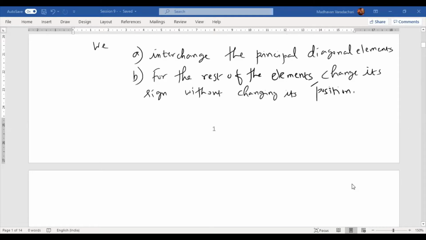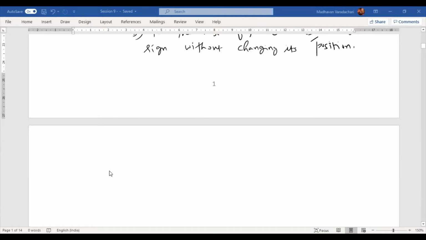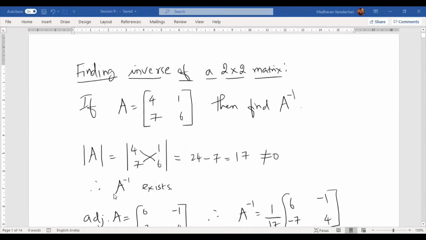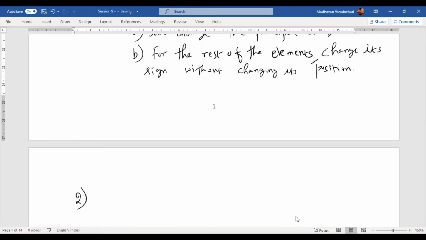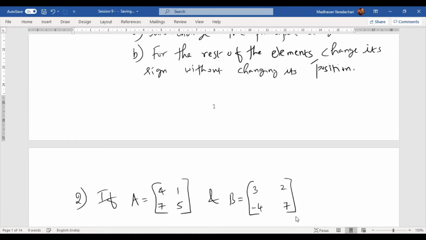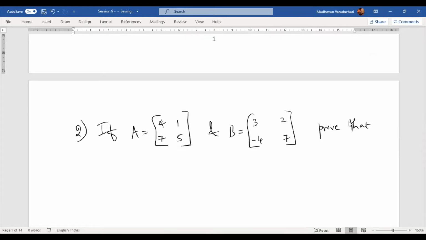Now, let's move on to the second one. If A equals 4, 1, 7, 5 and B equals 3, 2, -4, 7, prove that adjoint of AB is equal to adjoint of B multiplied by adjoint of A.